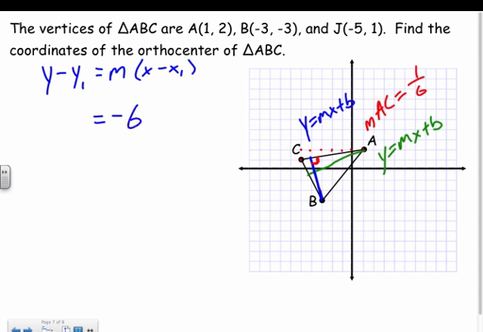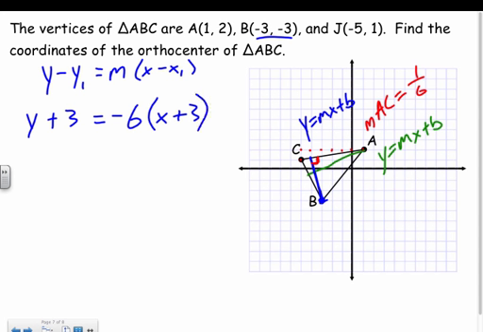Well, do I know a point that's on that blue line? Sure, this vertex at B, don't I? So I can plug in -3, -3. So y minus -3, and over here times x minus -3. Well, minus a negative is really adding a positive, so I'm going to change both those around. So it's really +3.